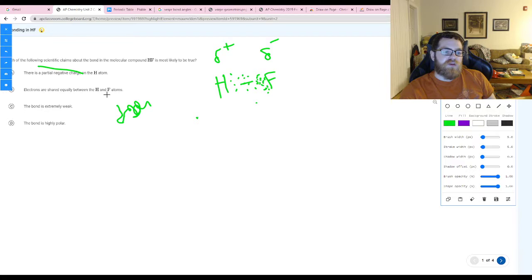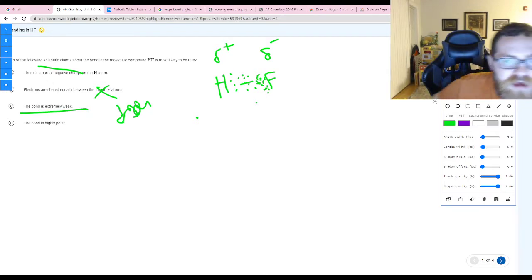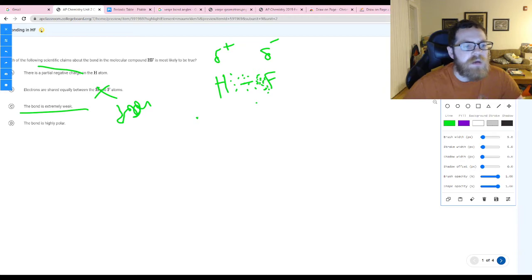Right, now we look into electrons are shared equally between H and F. Well, that's the whole point of a polar bond. They're not. They are not shared equally. So this one is just not true. HF bonds are very strong. But here's the other thing.